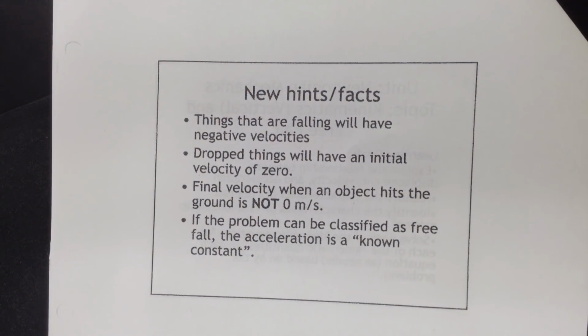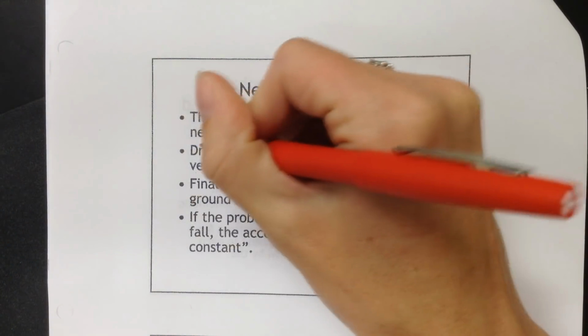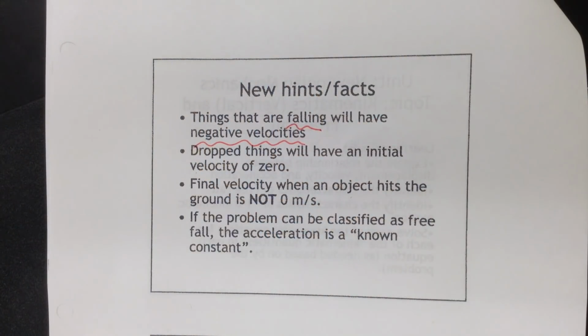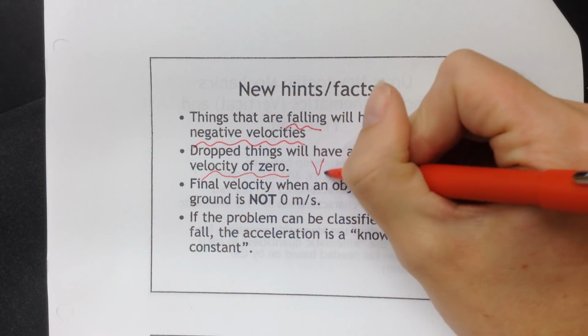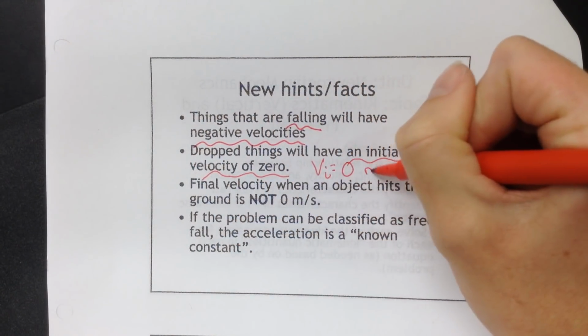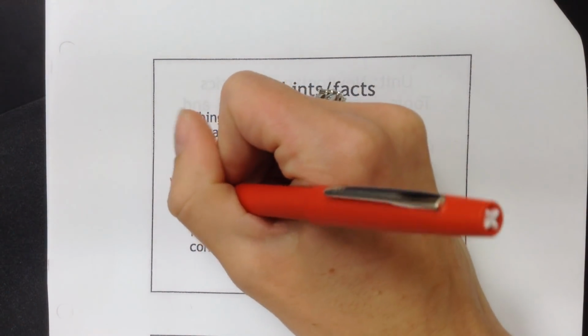So let's look at some new things here that we have to keep track of. First off, things that are falling will always have a negative velocity, which should make sense because if we're talking vertical motion, up is our positive direction, down is our negative direction. Dropped things will have an initial velocity of 0. V of I equals 0 meters per second because they're going to start from rest. This is really important here.